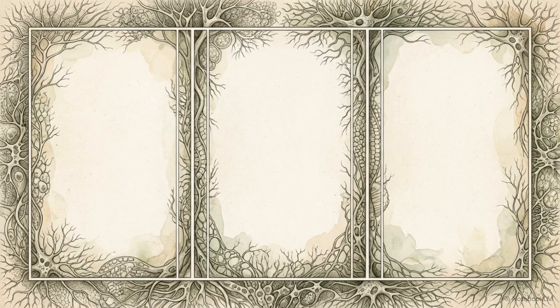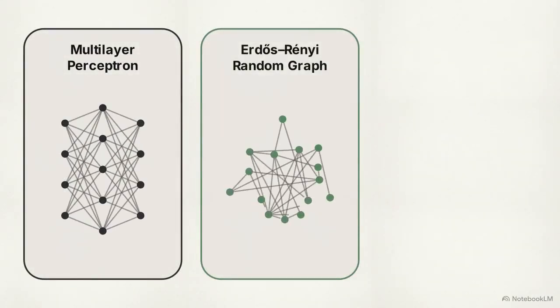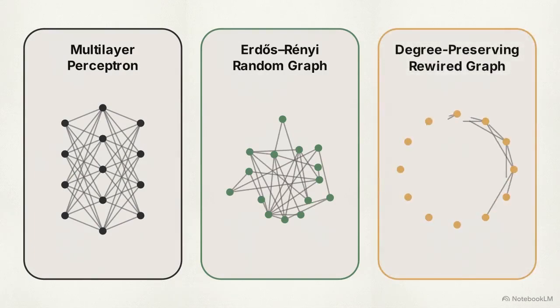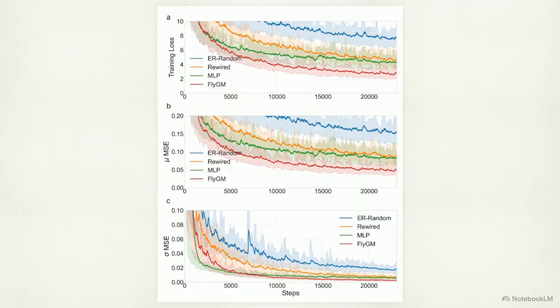To find out, the FlyGM model was tested against 3 rigorous baselines: a standard multi-layer perceptron, an Erdos-Renyi random graph, and a degree-preserving rewired graph that maintained the same number of connections but scrambled their targets. These graphs show the results of the imitation learning phase, measuring training loss and action error. The exact biological connectome drastically outperforms the artificial structures. The red FlyGM line converges much faster and achieves significantly lower error than the baseline traces.